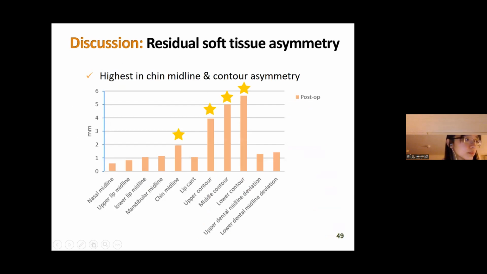For the residual soft tissue asymmetry, the extent was highest in chin midline deviation and in the contour region. And we can see that the extent of contour asymmetry increased toward the lower part of the face.